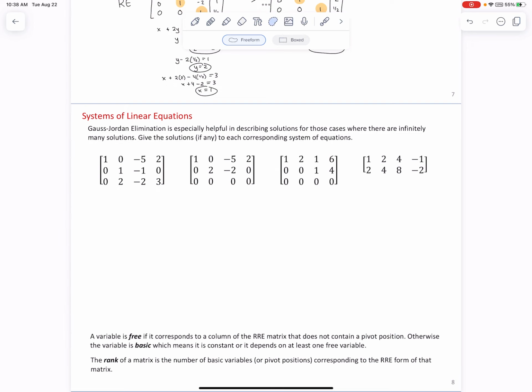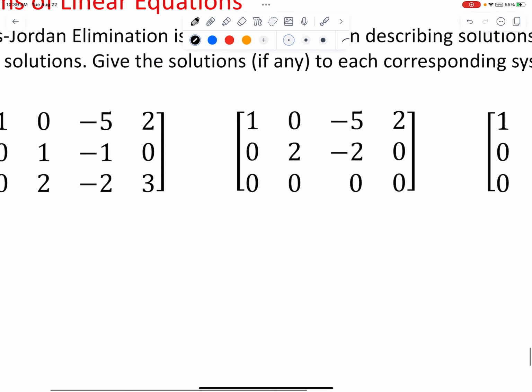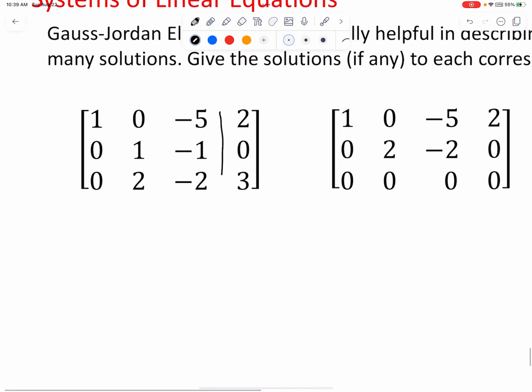Give the solutions, if any, to each corresponding system of equations. So we have 4 different augmented matrices corresponding to a system of equations, and we need to put them in reduced row echelon form and then interpret an answer from that. I'll show you how to do this. Focusing on our first matrix, I'm going to go ahead and put that vertical line in there that represents the equal sign. And these matrices won't require very many row operations to get to reduced row echelon form. They're already pretty close.